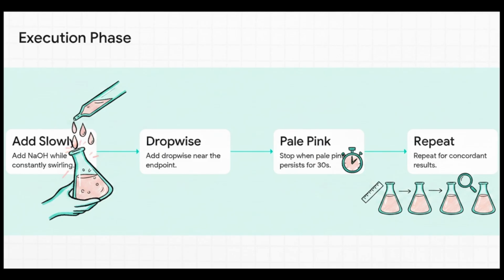The exact moment one drop turns the whole solution a very pale pink and it stays pink for at least 30 seconds after swirling, you stop. Record that final volume. Then you repeat this entire process until you get concordant results. And just as a reminder, concordant means your titre volumes are within 0.10 cm³ of each other.